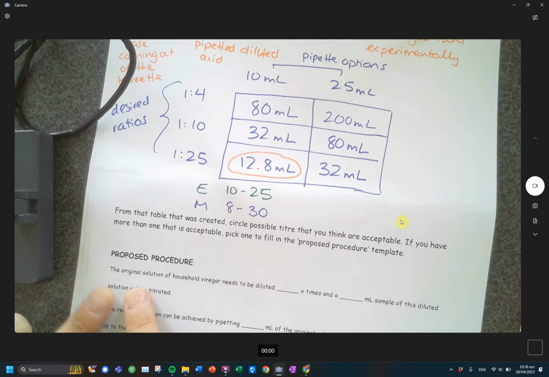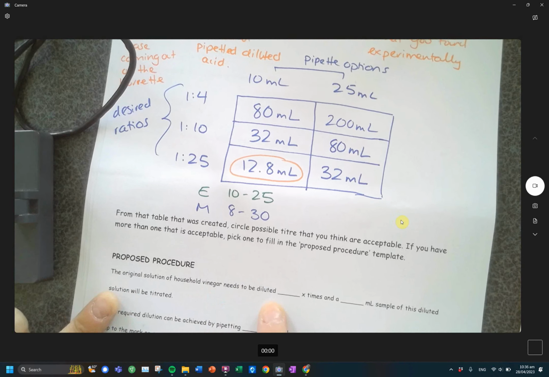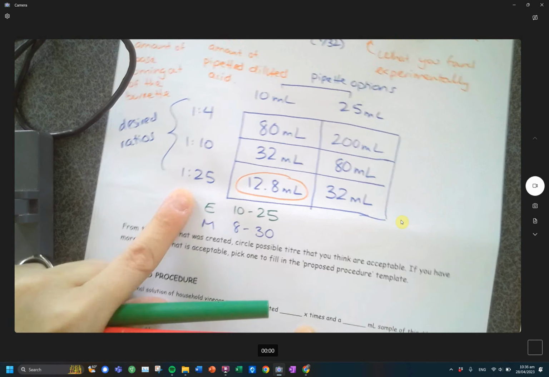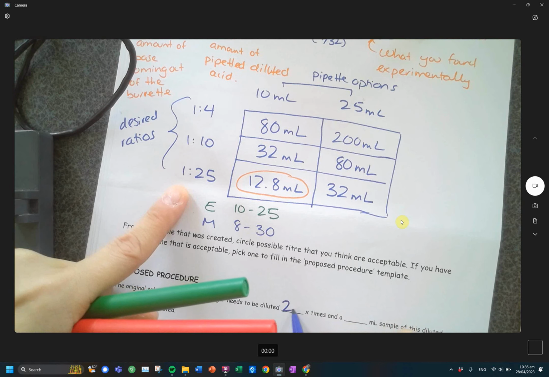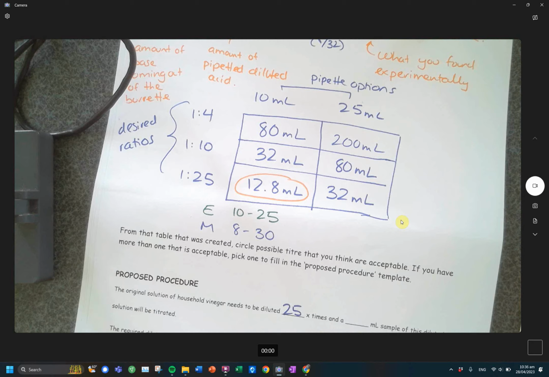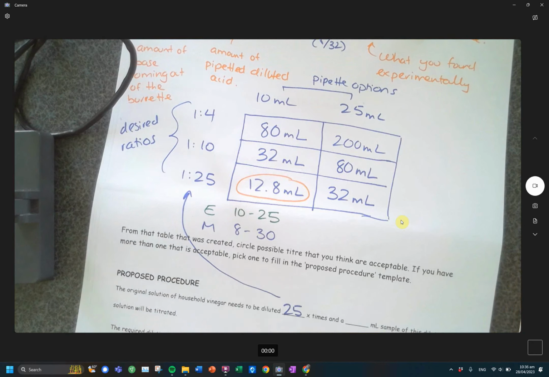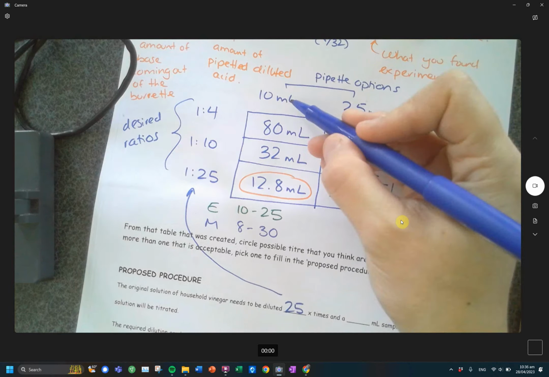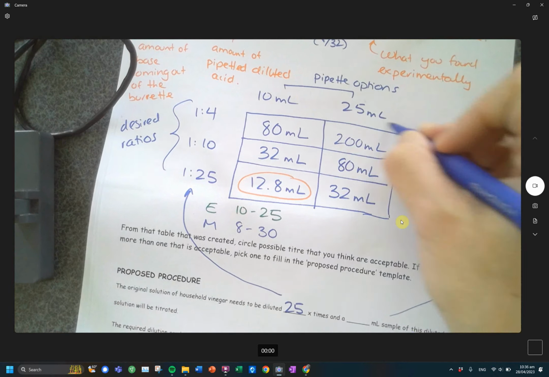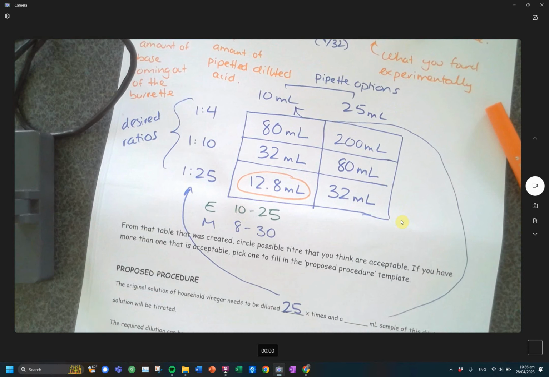First off, the original solution that we are proposing is diluted, and it's diluted 25-fold. So that's where I'm getting that number from. And I'm going to take a blank sample of that solution. So again, we're looking at this up here. I'm taking a 10 mil. So that's where I'm getting those numbers.